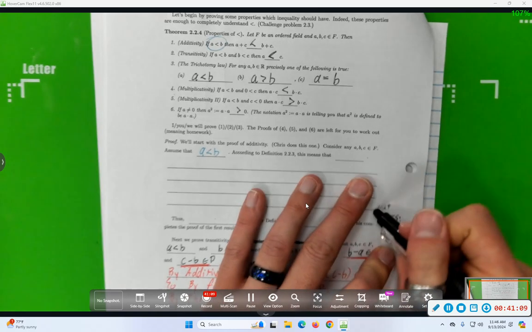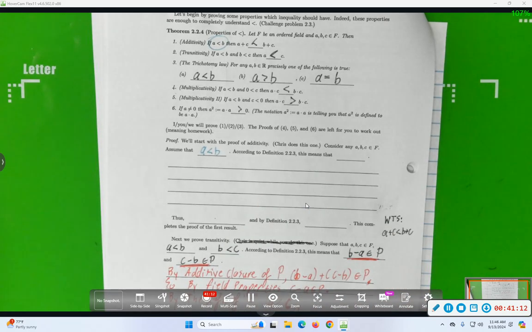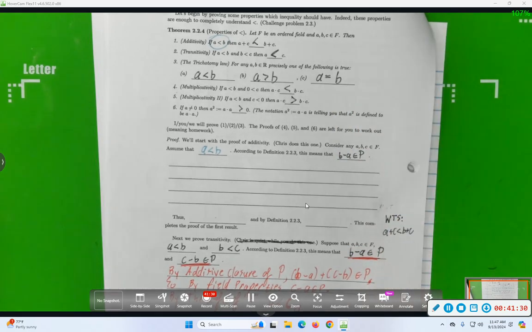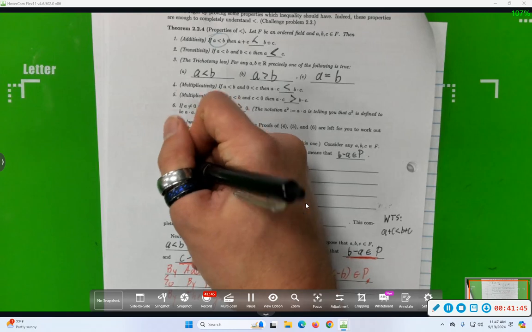All right. And now let's start doing stuff. I think most people have something like a proof written down at this point. So just tell me what to do. By the definition of inequality, what does this mean? B minus A is in P. Okay. What next? Maybe this is using the one-on rule, but can we say by additive identity B minus A plus C minus C is also in P?